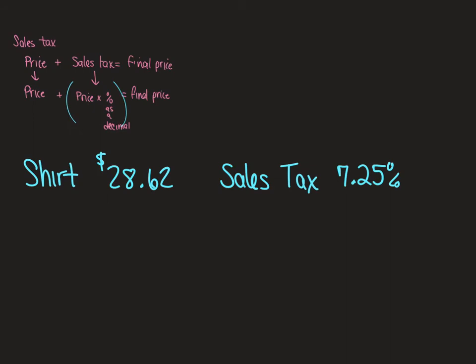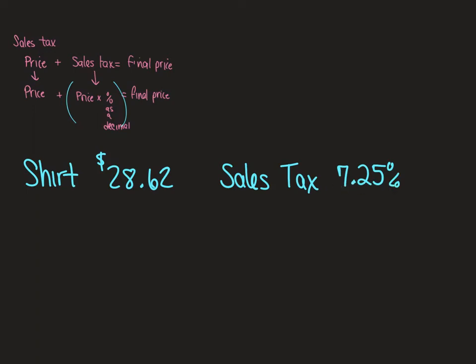So let's try this question. You go to buy a shirt that's $28.62. The sales tax in that city is 7.25%. Every city is going to have a different sales tax because part of this sales tax number goes to the city government and part of it goes to the state government. So the state of Virginia has a certain percent, but then Newport News has their percent, which might be different than Hampton, which might be different than Smithfield. So that's why in this particular example, the sales tax is going to be 7.25.